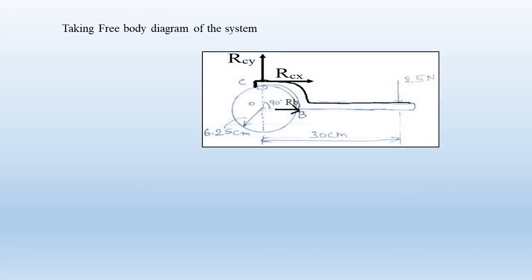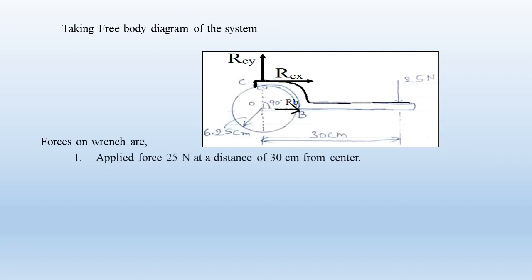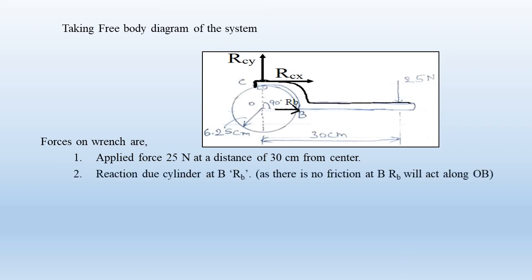Taking the free body diagram of the system. This is a free body diagram. Forces on the wrench are: applied force 25 newtons at a distance of 30 centimeters from center. Reaction due to cylinder at B, RB. As there is no friction at B, RB will act along OB.